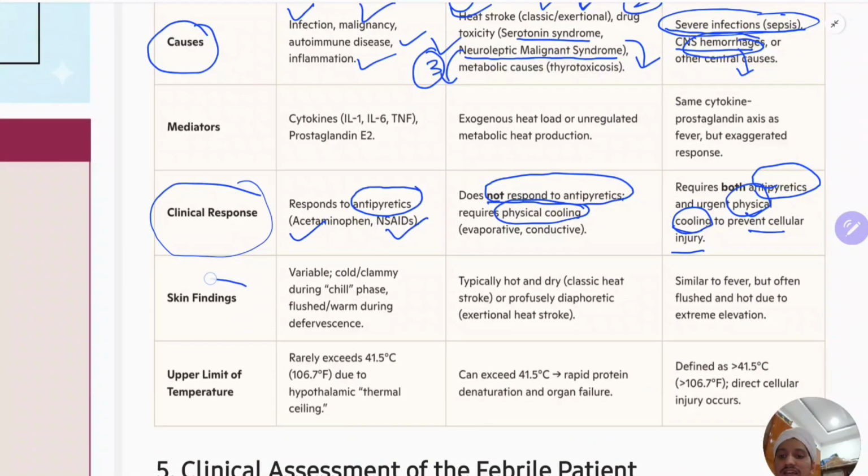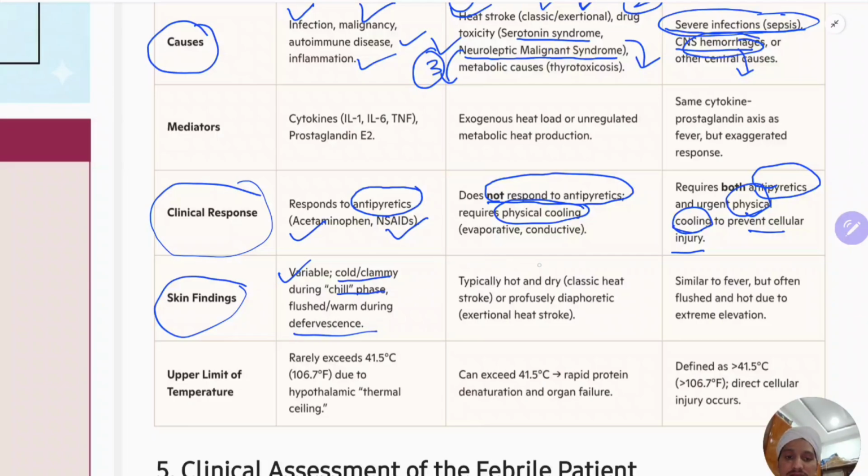So what are the skin findings? That is how we decide with the temperature. Skin findings in fever, as we know, there are three phases. There is a chill phase, when the skin is cold and clammy, and then there will be a maintenance phase, then there will be a defervescence phase when you give antibiotics.